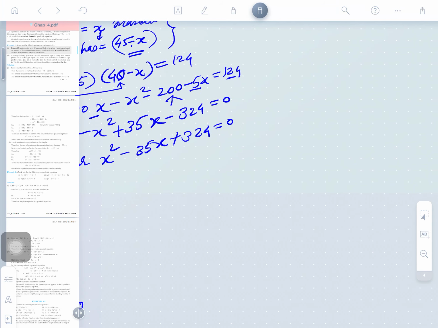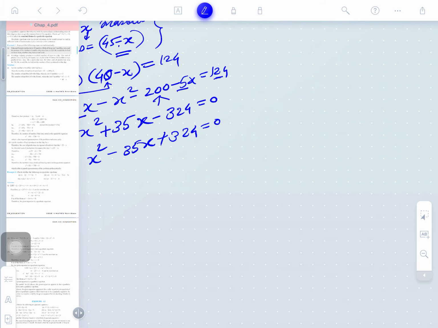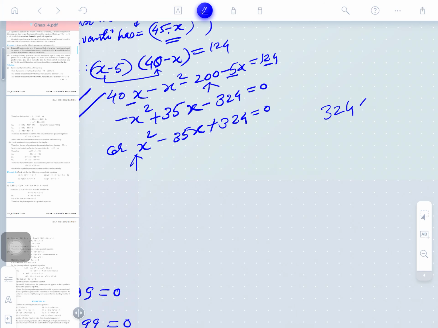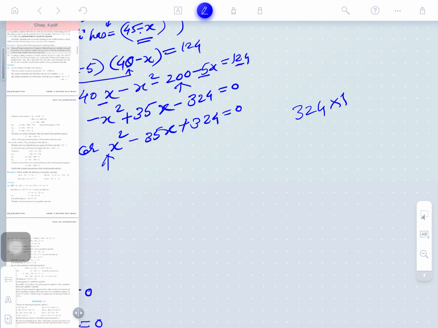We will use the middle term splitting method in the first case. So what is the middle term splitting method? 324, and what is the coefficient of this? 1. So please factorize it.